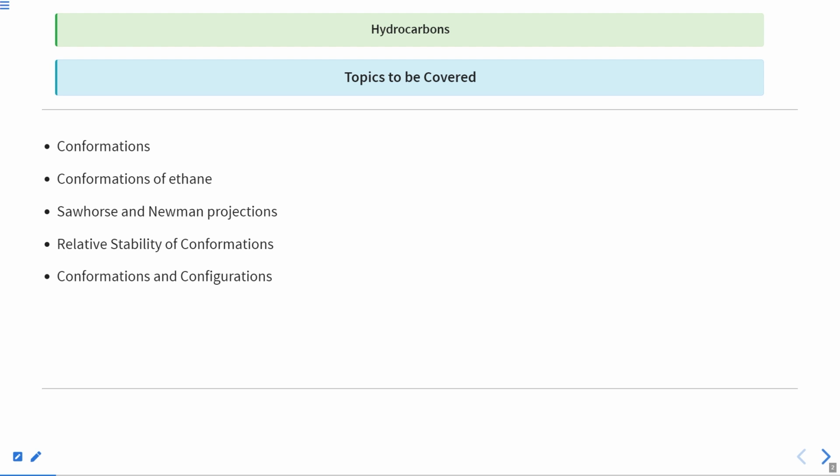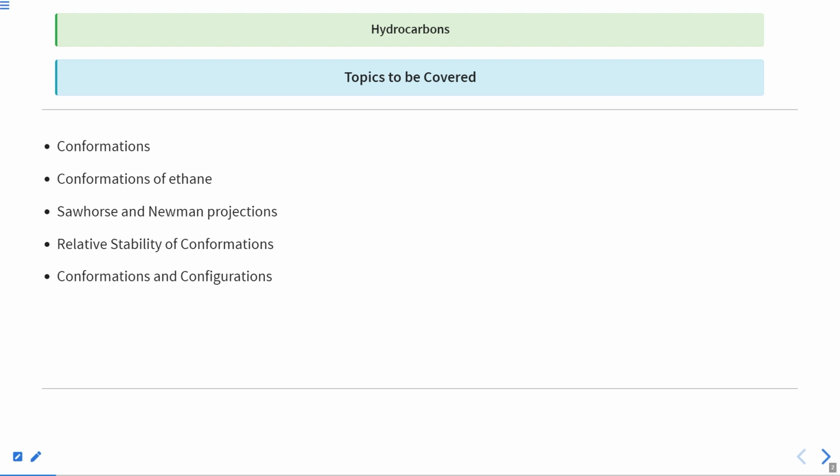So I'm trying to say that the thing is about the structure now. What is the structure? How is this alkane molecule placed? What is the stable way the atoms should be placed so that the system has minimized energy? So for that we will learn about conformations. We will see conformations of ethane.